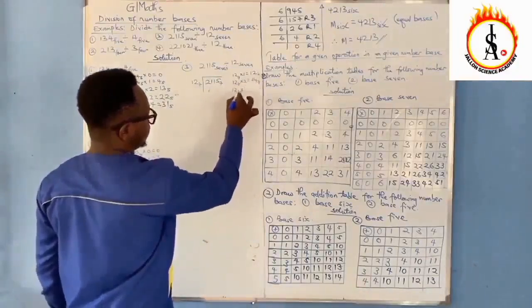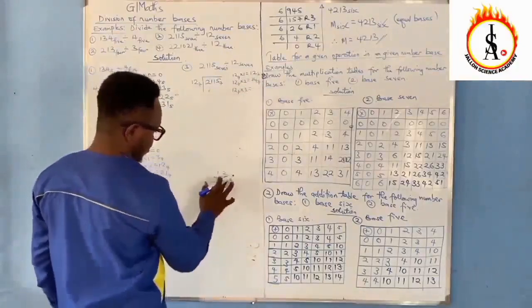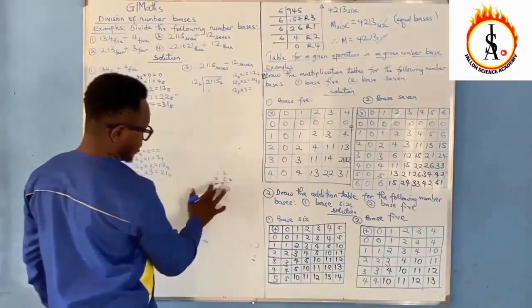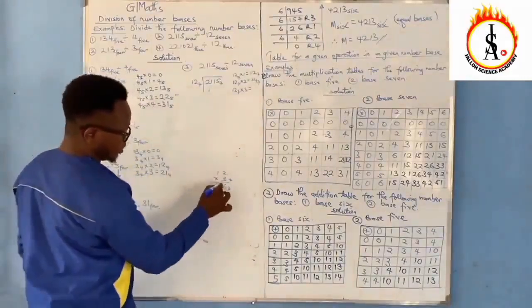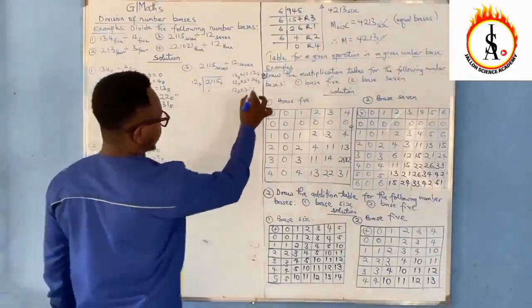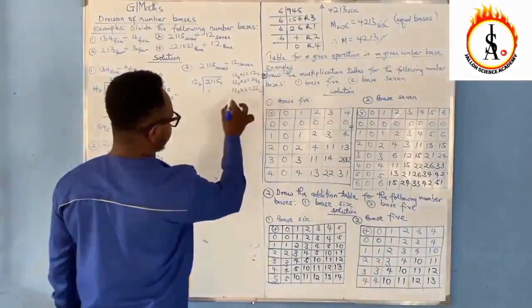1, 2 base 7 times 3. If we multiply it by 3, let's see what we get. 3 by 2 is 6, right? 6. 3 by 1 is 3. So we get 3, 6 in base 7.